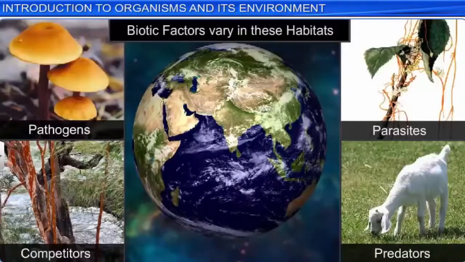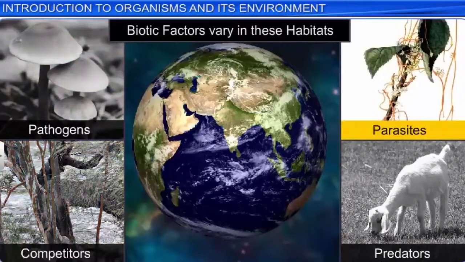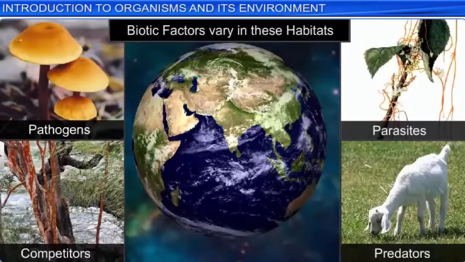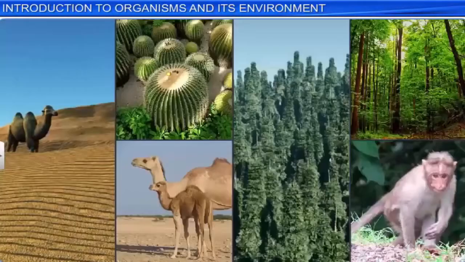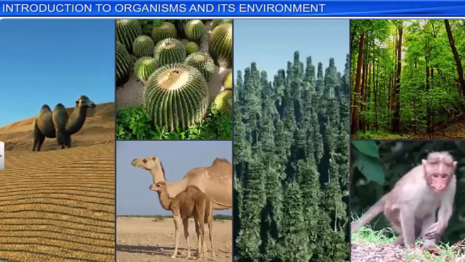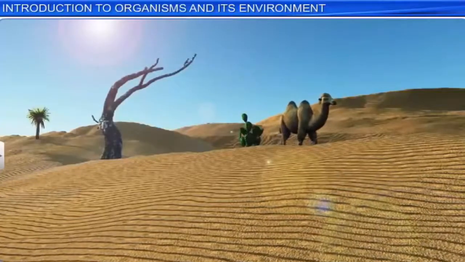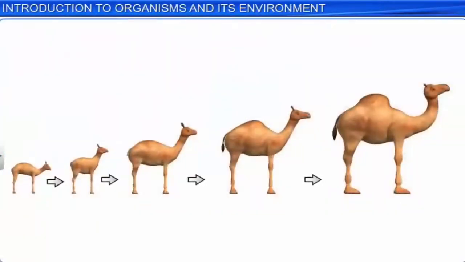Apart from interacting with abiotic factors, the organisms also interact with the other living organisms in their habitats, such as pathogens, competitors, parasites, and predators. This is the reason why organisms differ from habitat to habitat. For example, the plants and animals in the Rajasthan desert are different from those in the Meghalayan rainforest. It is assumed that organisms have evolved or modified themselves over time through natural selection to survive and reproduce in their respective habitats.